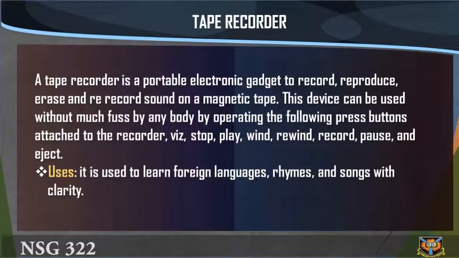Tape recorder. A tape recorder is a portable electronic gadget to record, reproduce, erase, and re-record sound on a magnetic tape. This device can be used without much difficulty by anybody by operating the following press buttons attached to the recorder: stop, play, wind, rewind, record, pause, and eject.